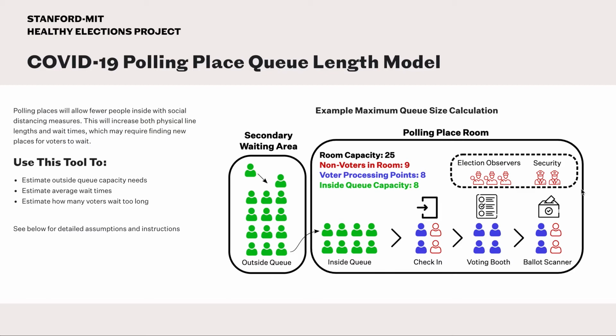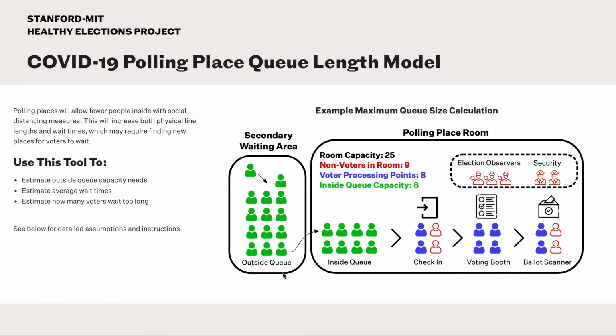Next, some of this capacity will be taken up by voters who are in the process of voting. We assume that every distinct place that a voter can be in the voting process is full. Here we have 2 voters checking in, 4 voting booths, and 2 ballot scanners for a total of 8 voters in the voting process. The remaining capacity, in this case 8, is allocated to the inside queue, meaning that 8 future voters can wait in the polling place. The rest of the queue must wait in the secondary waiting area, outside the polling place room, either out of doors or just in a separate room.